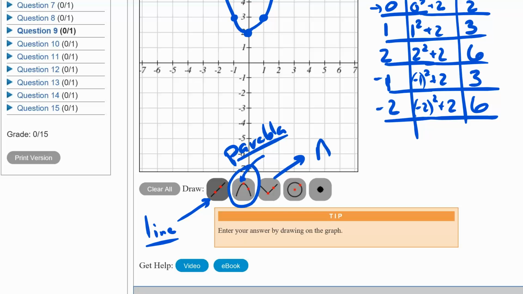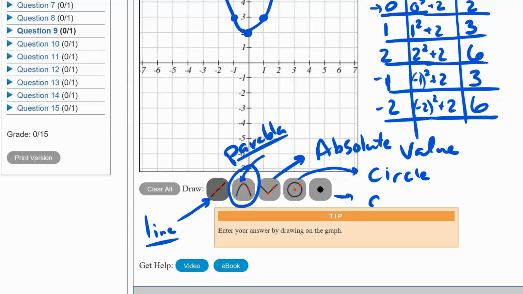Okay, and real quick here, let's do some more. This is absolute value. This is the absolute value function, which I think you guys have done already. This is a circle graph, and this is just a regular old dot. So we're going to pick this one for sure.